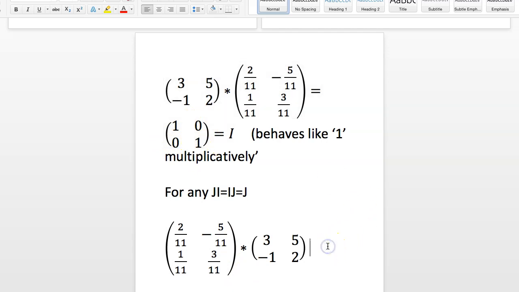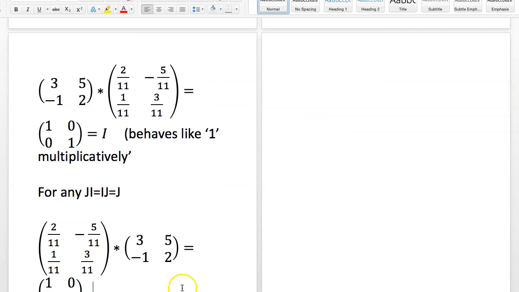But anyway, let's show that this gives me the number 1, or multiplies to give 1, which is the identity I. And I'm just going to go ahead and put this down here, and I'm just going to talk you through it and show that it's true. This is going to be true.